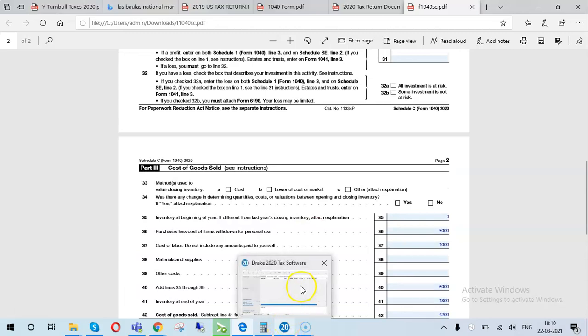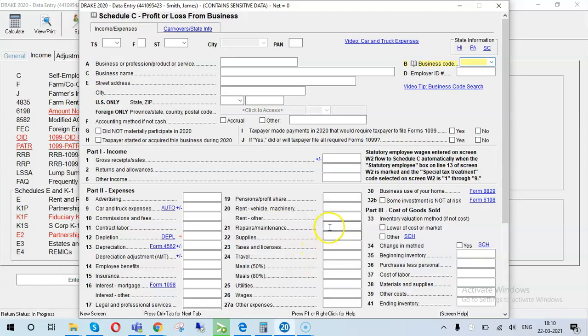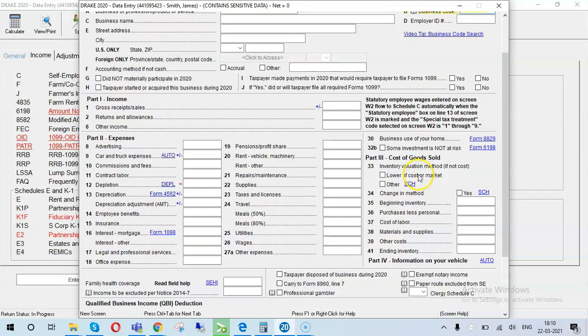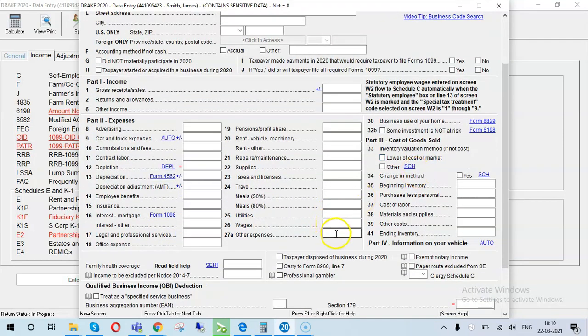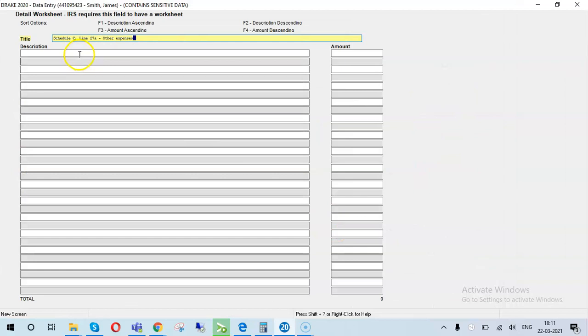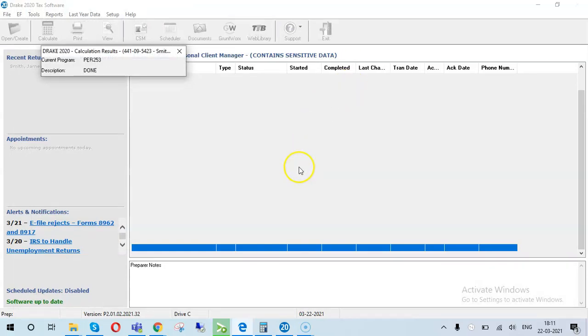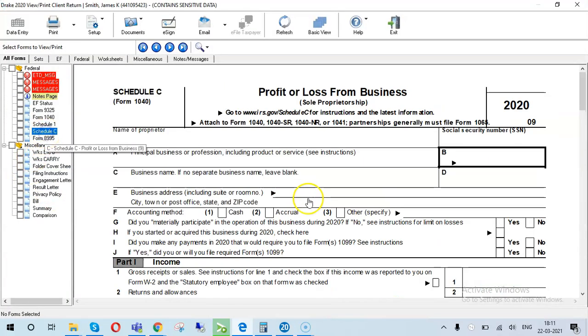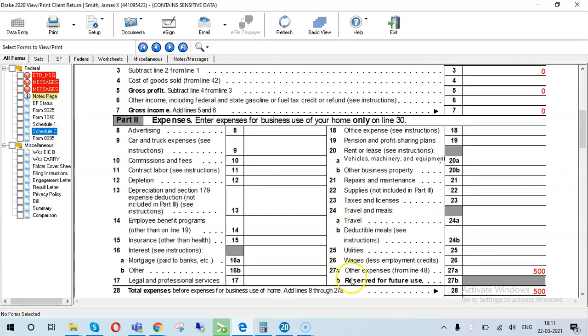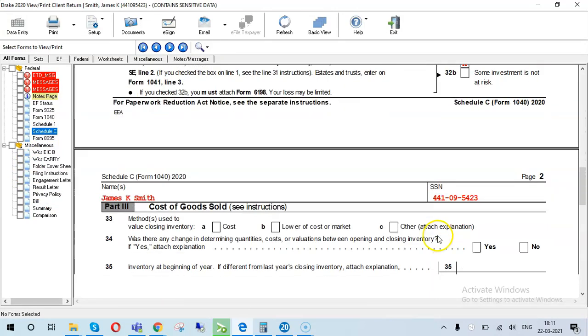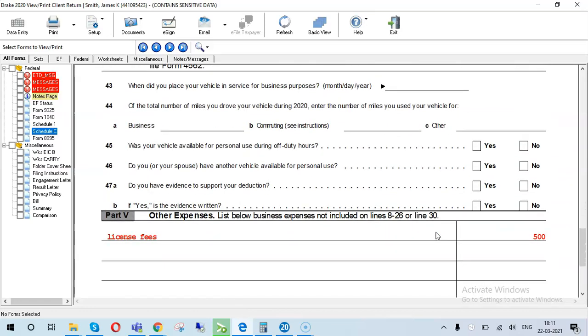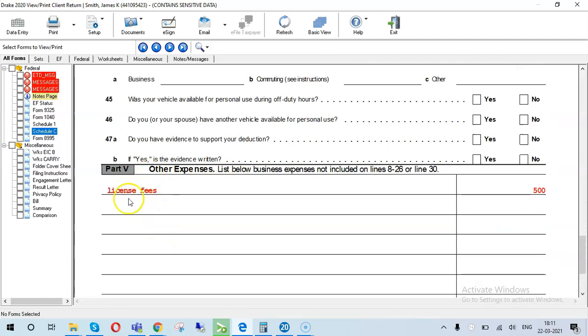So guys, I can also show you a demo over here in Drake, so that you can understand better. See, other expenses 500. Also here other expenses, license fee 500.